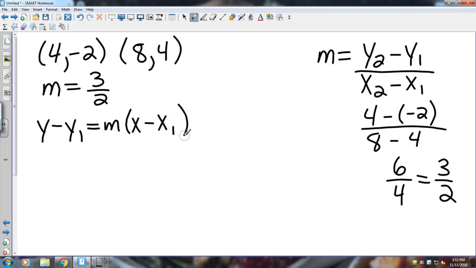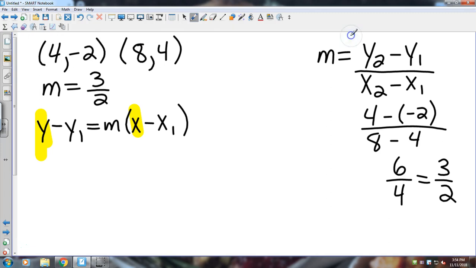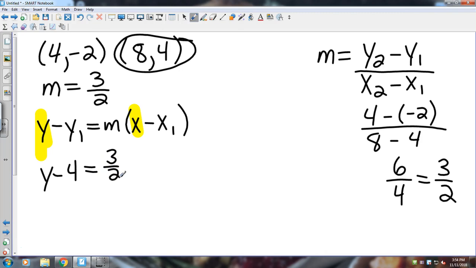Remember there are 2 things that stay the same. That's the y and the x. So we don't want to change those at all. But then we want to substitute in what we have. So again, I'm going to use the 8, 4 coordinate. So this is going to be y minus 4 equals 3/2 times, and then the x stays the same, and we subtract the 8. And so that's all we have as point slope form.